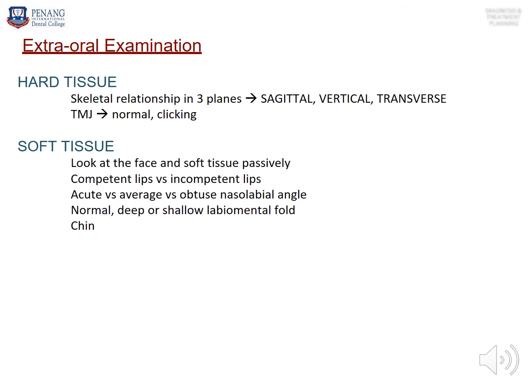And for the soft tissue, you need to look at the face and the soft tissue passively. You need to check whether the patient has competent lips, incompetent lips, or potentially competent lips, or any lower lip trap. You also need to check the nasolabial angle of the patient, whether it is acute, average, or obtuse. You also need to check the labiomental angle of this patient, whether it is deep, shallow, or normal. And you also need to check the patient's chin.